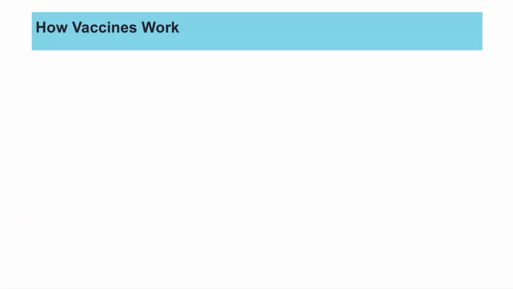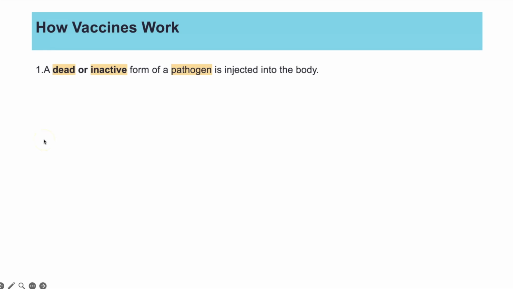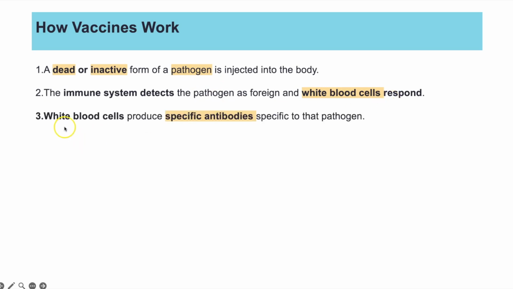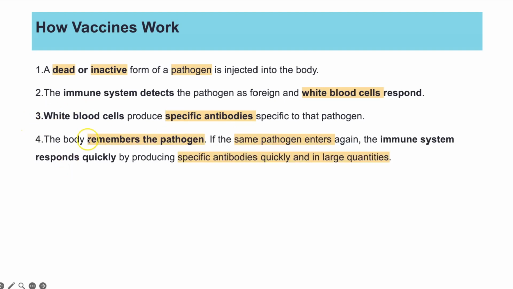So let's go through how a vaccine works, because this is quite a common long answer question. So mark number 1 would be for saying that in a vaccine, a dead or inactive form of the pathogen is injected into the body. The immune system will then detect that injected pathogen and the white blood cells respond. The response of the white blood cells is to produce specific antibodies, and the mark scheme is really particular that you do have to say specific antibodies because it's all to do with complementary shapes fitting together. The body then remembers that particular pathogen and therefore the specific antibody to create.